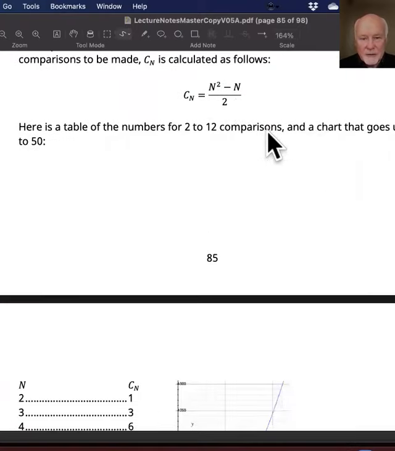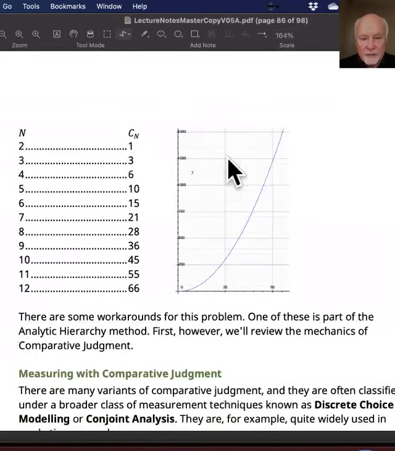That number goes up pretty rapidly. So I've given you the number of comparisons here. It's easy if you've got 2, you only need to make 1 comparison. But if you get up to 12 projects, for example, you'd have to make 66 comparisons, which is beyond the ability of most people. Roughly the upper limit is about 8. Once you get much above 8, you've probably got to use some sort of technique or trick to get around that.